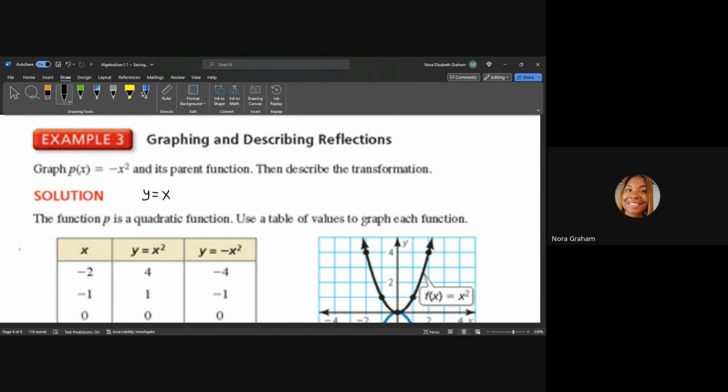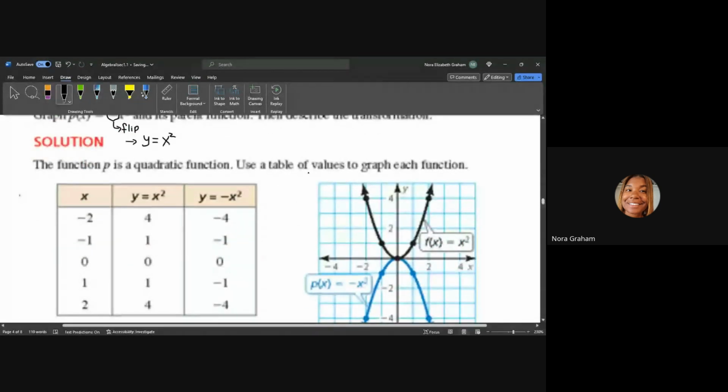And again, we want to circle our transformations to see how many we have and really identify what they are. So let's circle what's different between my parent function and my function p of x. This negative being multiplied by my x squared is the only thing different from my parent function. And when we have a negative being multiplied by my lead coefficient, it's going to cause a flip. This one's going to cause a flip over the x-axis because it's being multiplied on the outside of my parentheses. If it was inside my parentheses, then we would be flipping over the y-axis.